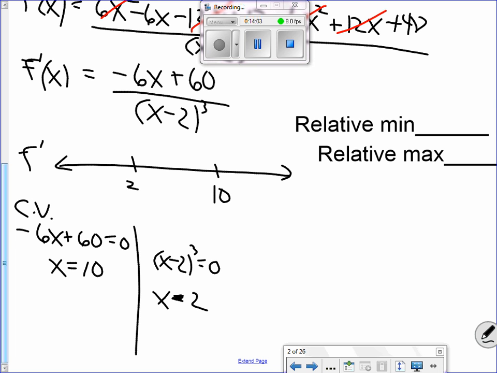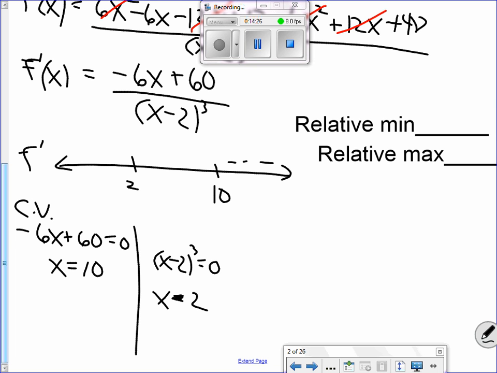Okay, so let's take a number greater than 10. I want to start all the way over there. All right, I'll go with 11, fine. If x is 11, is the numerator positive or negative? And what about the denominator? So you have a negative over a positive. Nice. Give me a nice number between 2 and 10.